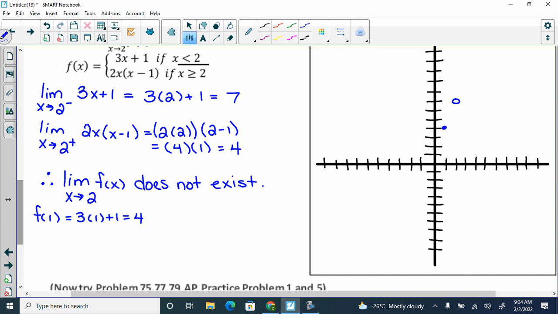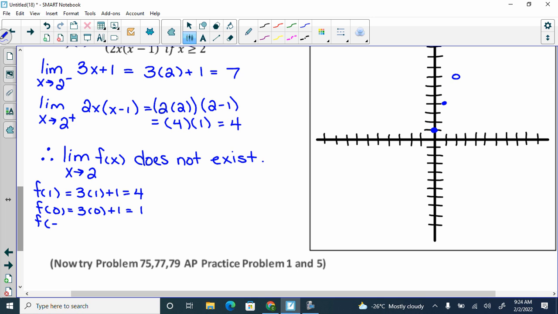I'm now drawing all the graph from the left of it, right? What next value could I plug in and get a y value for it? 0. So I can go f of 0. It's going to get filled into the 3x plus 1 equation because that's all the values less than 2. So I get 3 times 0 plus 1, which is 1. So now I'm at 0 and 1. What else can I plug in? Negative 1. 3 times negative 1 plus 1, which is negative 2.